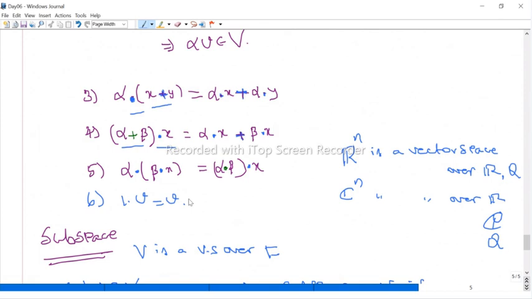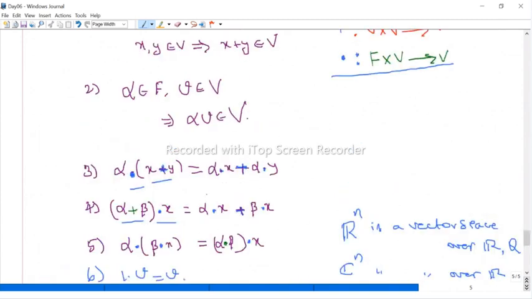Therefore, generally a vector space means the first condition is that with respect to addition it forms a group. It's an abelian group. That is, with respect to addition it satisfies the associative property, the identity property, the inverse property, and a plus b equal to b plus a. But there is no need to check multiplication because this is not a usual multiplication.